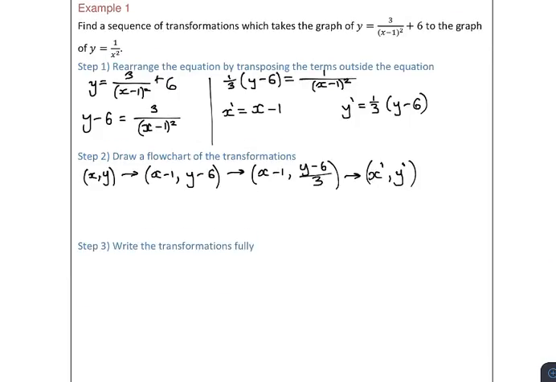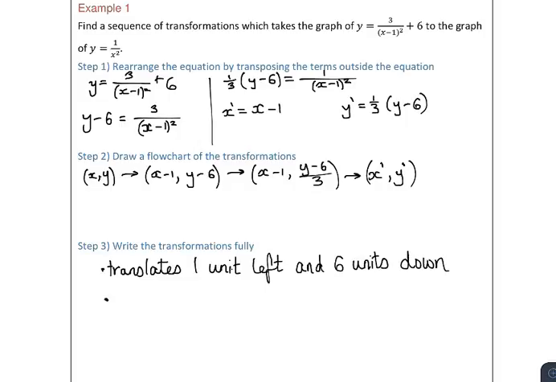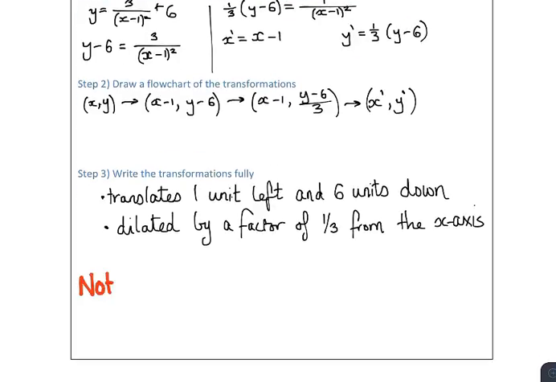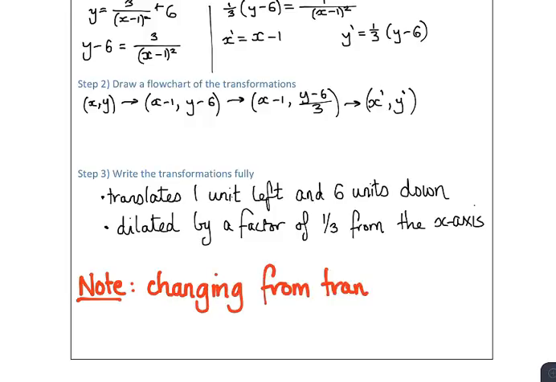Now, this basically just allows us to read straight off the transformations. So the first step we did was we moved it left 1 and down 6. So that's our first translation or transformation. And then we've got a dilation factor of 1/3. And because we're multiplying the y value, it's from the x-axis. So from the x-axis.